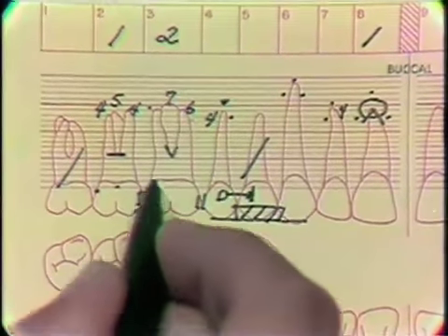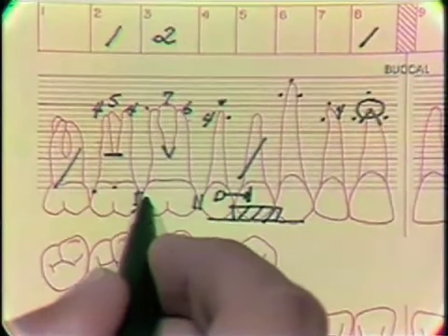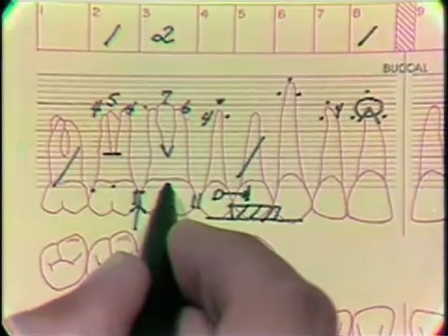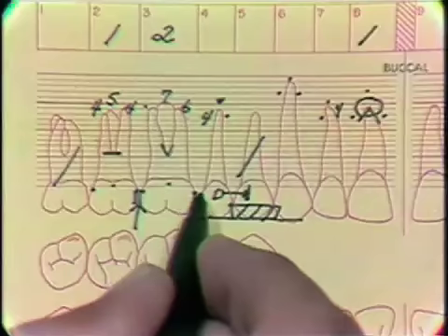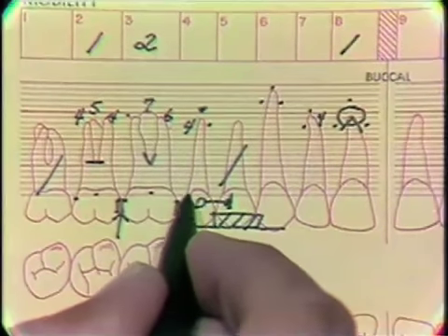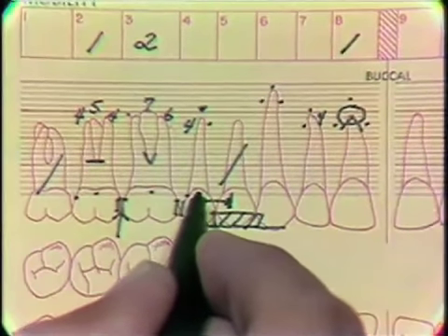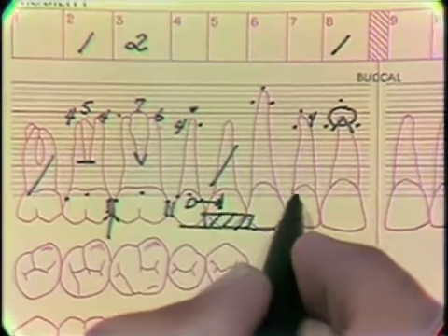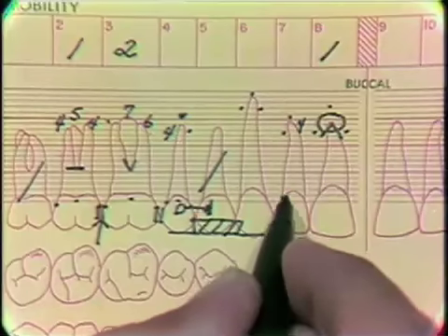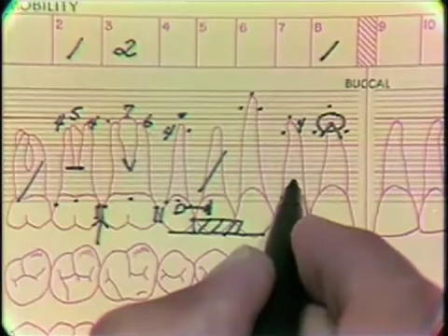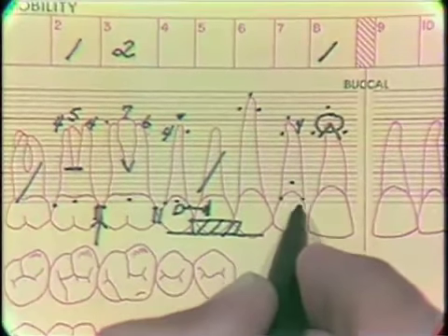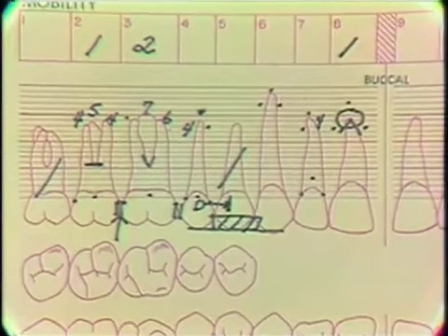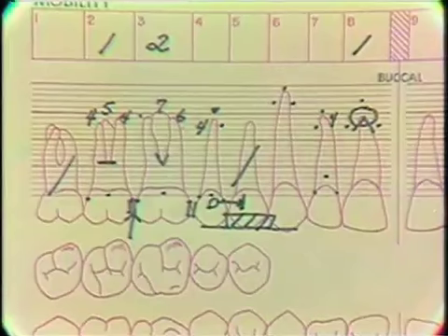The next tooth that has pocket depth is tooth number 3. And we are recording 2, 1, 2. Next tooth is number 4, and that's 0, 1, 1. And the next tooth is 7. That's 0, minus 2, 0. Anytime the free gingival margin is apical to the cementum enamel junction, a measurement is recorded as a minus number.